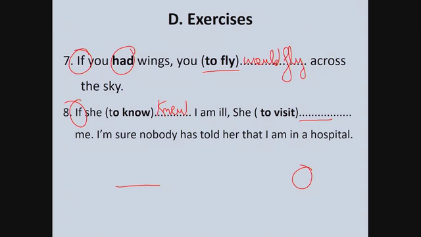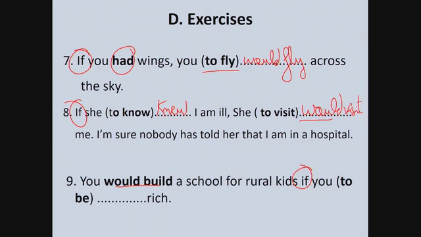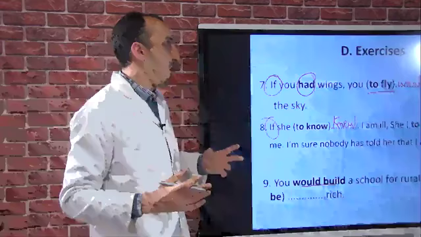So 8. Good. If she knew I'm ill, but she doesn't know that I'm ill, right? She would visit me. But that's unreal. She doesn't know.